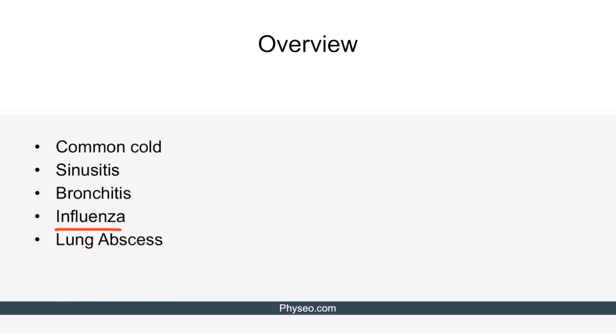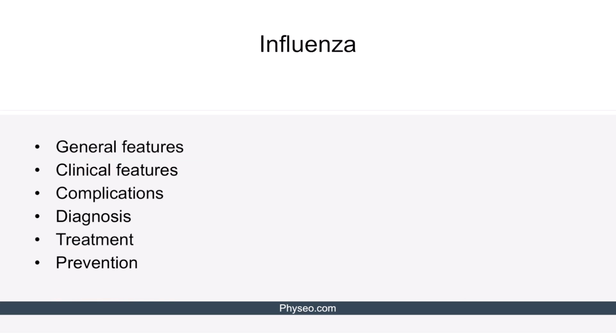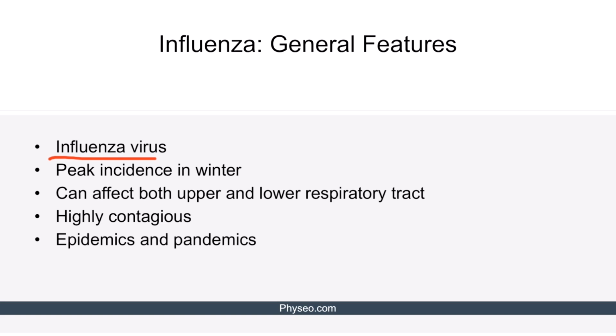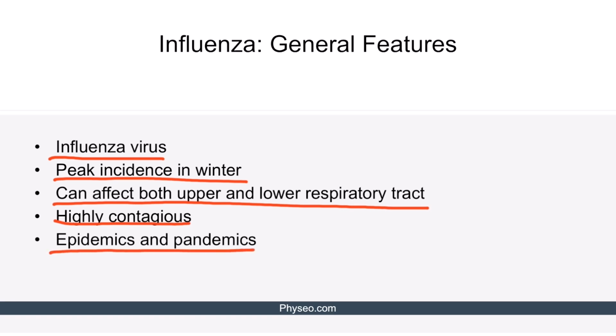Now let's discuss influenza. During our discussion on influenza, we'll go through its general features, clinical features, complications, diagnosis, treatment, and prevention. Alright, so influenza is caused by influenza virus. It has its peak occurrence in winter. It can affect both upper and lower respiratory tract. It's highly contagious, producing epidemics and pandemics.